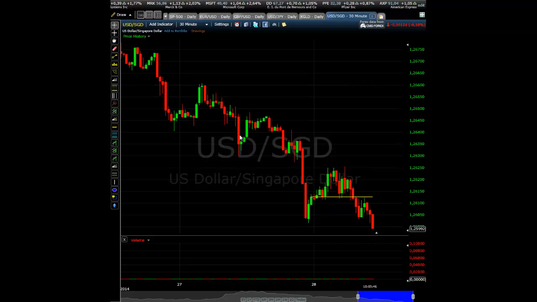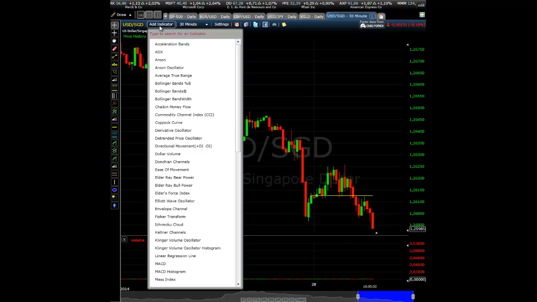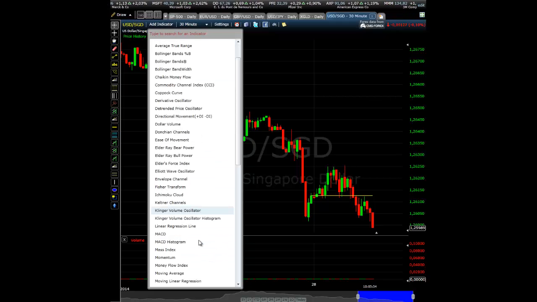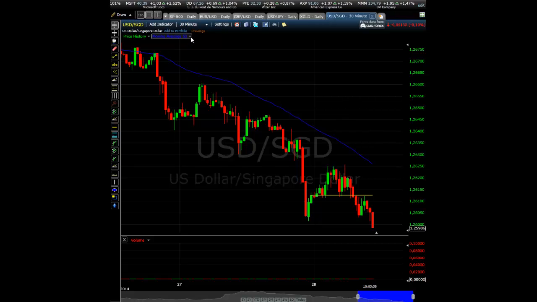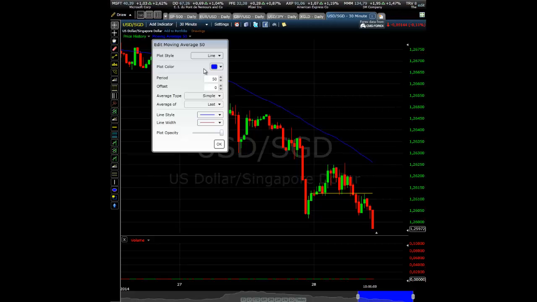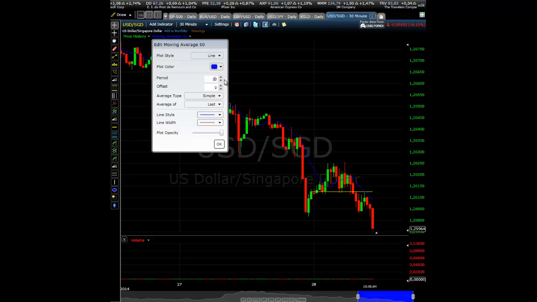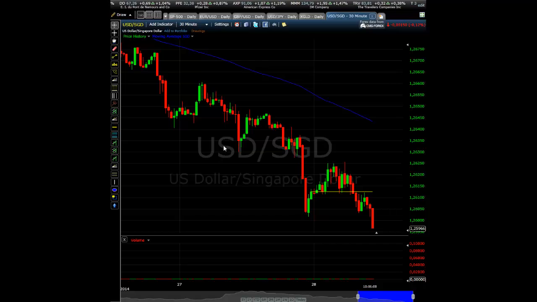So to get a scientific reading on the trend, we're going to use what's called a moving average. All right, so we just click Add Indicator, and then down here we have moving average, apply to price history, and what we want to do is set the period at 100. Why 100? Because if you check most of the trading literature, you're going to find references to 100 SMA, which means 100 simple moving average.